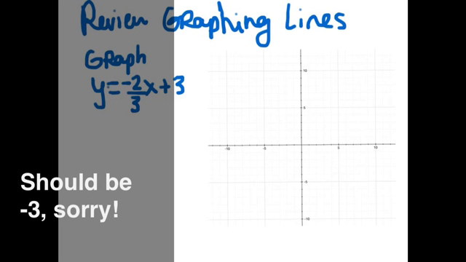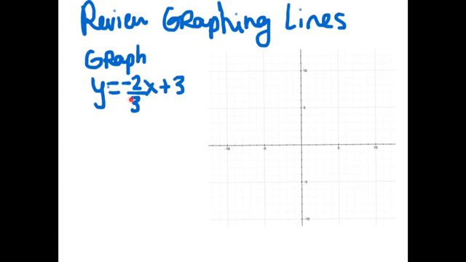Okay, so the first thing I'd like you to do now that you've glued in your graph is to actually graph the line y equals negative 2/3 x plus 3. And we're going to do this one together. Starting off with a reminder that this is y equals mx plus b. And of course that's slope-intercept form.